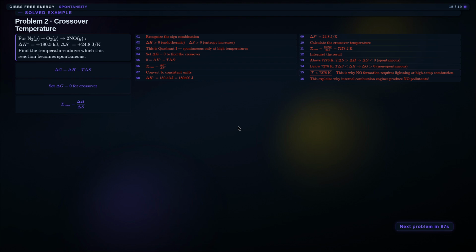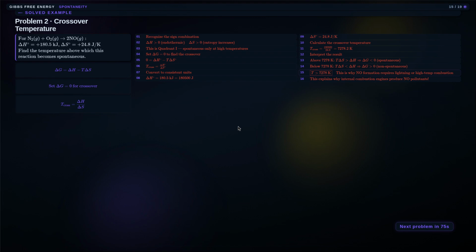Step 1. Recognize the sign combination. Delta H is positive, endothermic. Delta S is positive, entropy increases. This is quadrant 1, spontaneous only at high temperatures. Step 2. Set delta G equals 0. T crossover equals delta H naught divided by delta S naught.